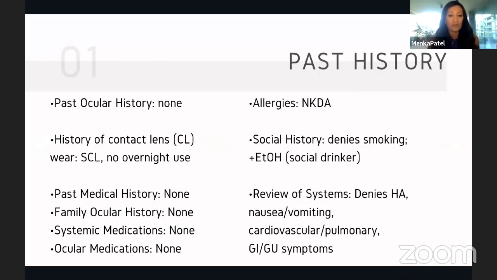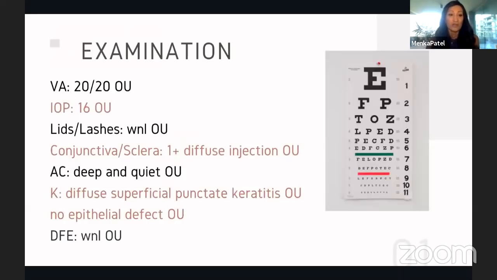She has a past medical history of just contact lens use. She's a social drinker, but otherwise everything else is pretty normal. So we do our examination, and this is kind of what you'll see for most examinations in ophthalmology.